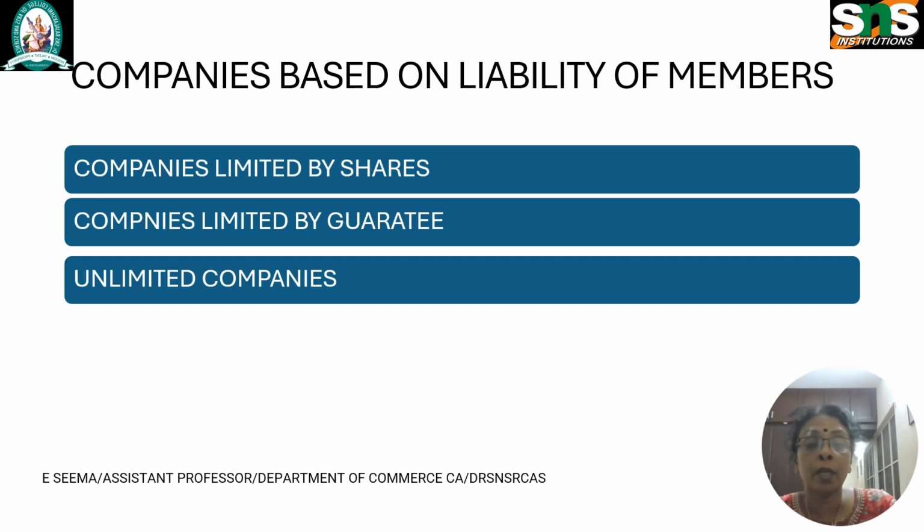Next type of company classification is company based on liability of members. That is, three types of companies are there: companies limited by shares, companies limited by guarantee, and unlimited companies. First one is company limited by shares.